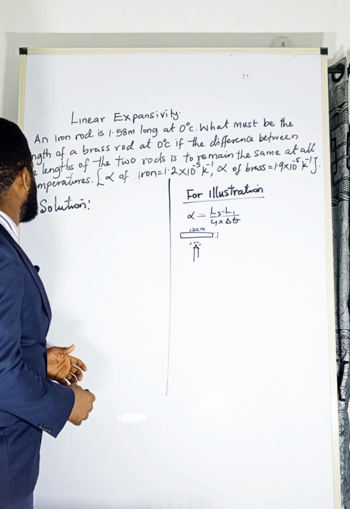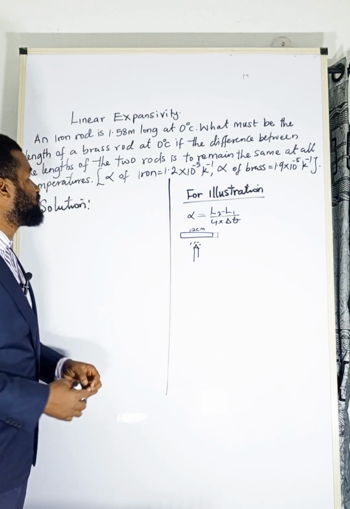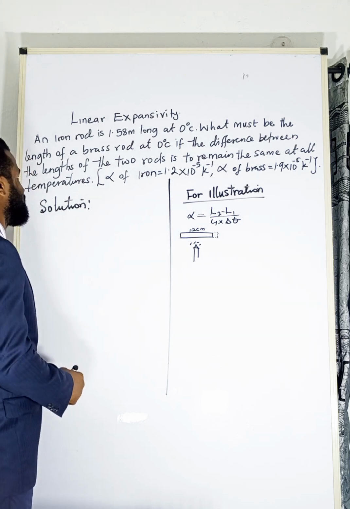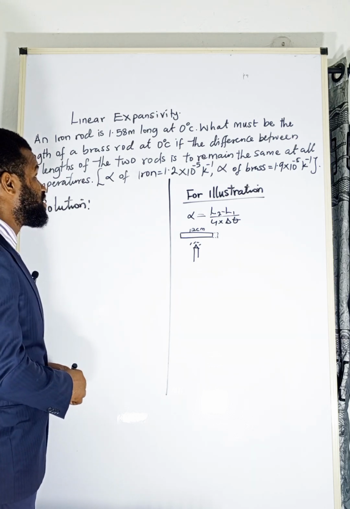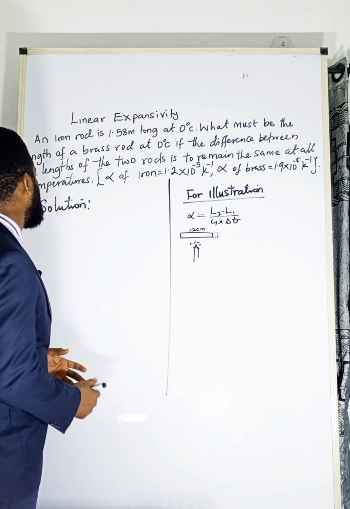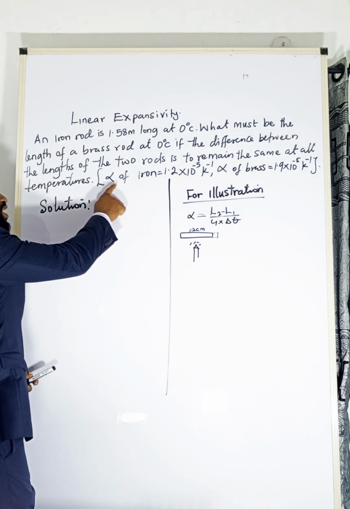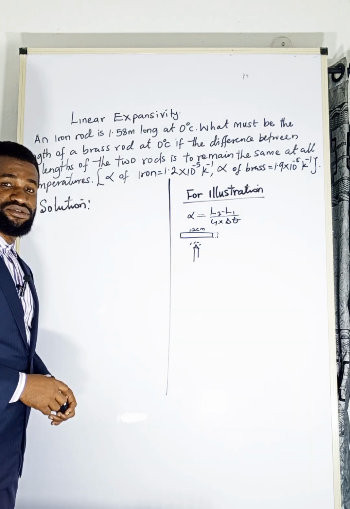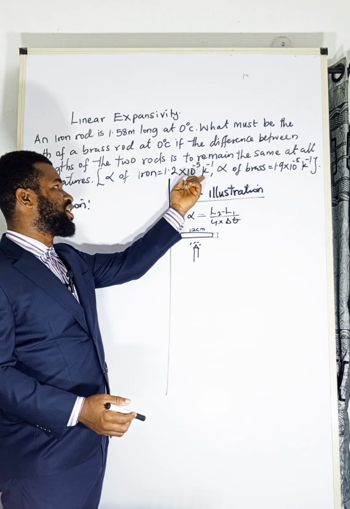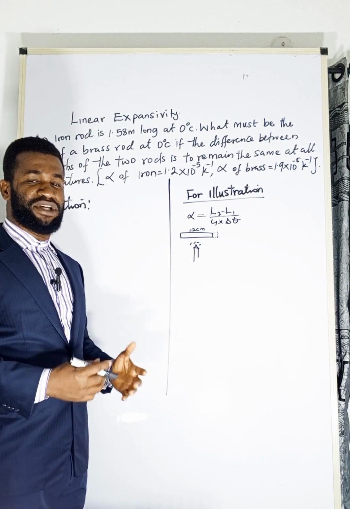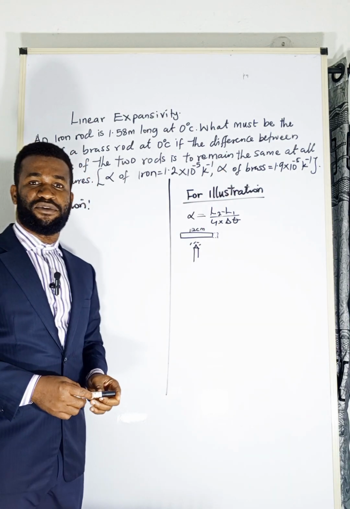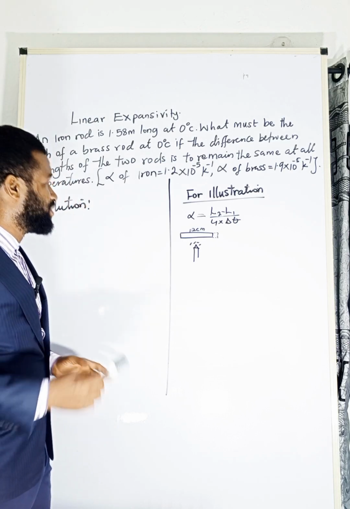Now, it says that an iron rod is 1.58 meters long at 0 degrees Celsius. What must be the length of the brass rod at 0 degrees Celsius if the difference between the lengths of the two rods is to remain the same at all temperatures? The coefficient of expansion for iron is 1.2 times 10 raised to the power minus 5 per Kelvin, where Kelvin represents the temperature measured in Kelvin, and the linear expansivity for brass is 1.9 times 10 raised to the power minus 5 per Kelvin.